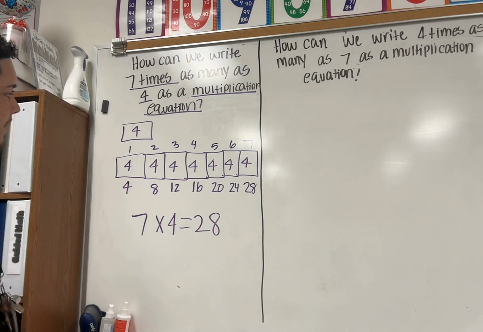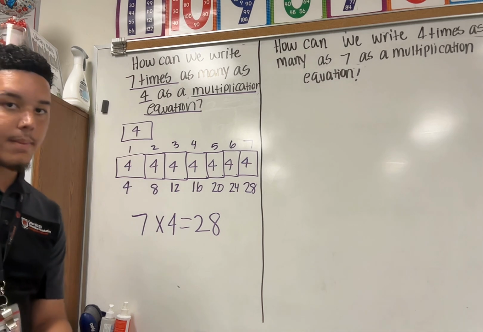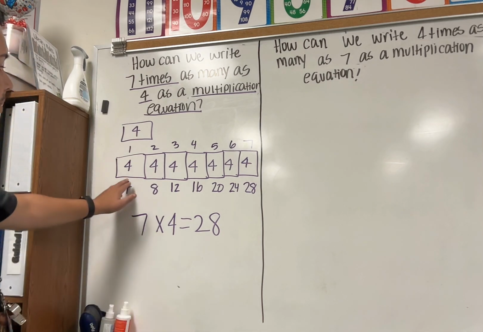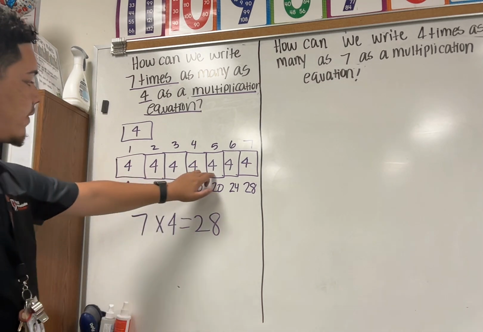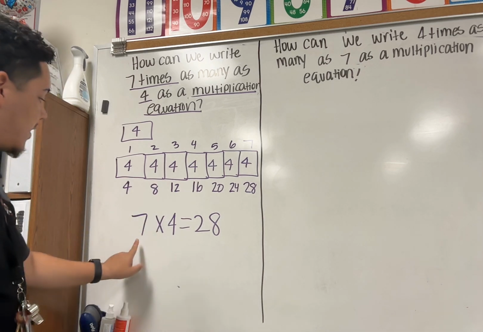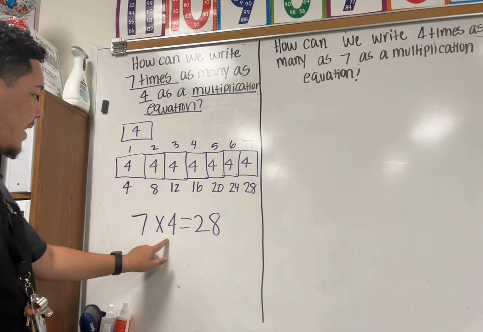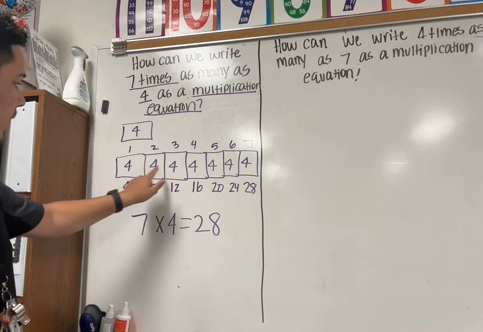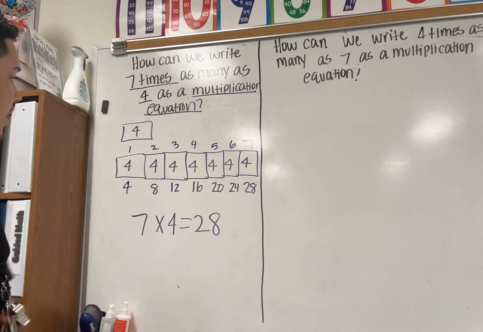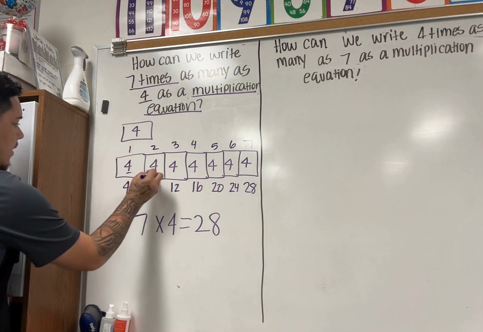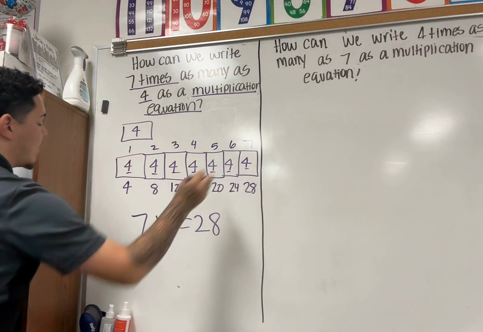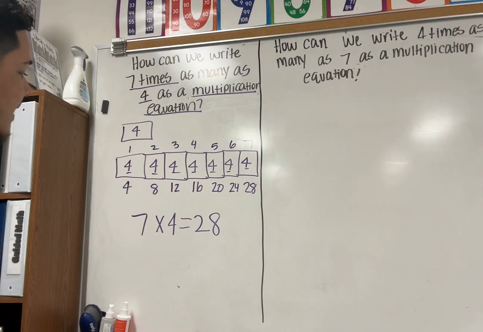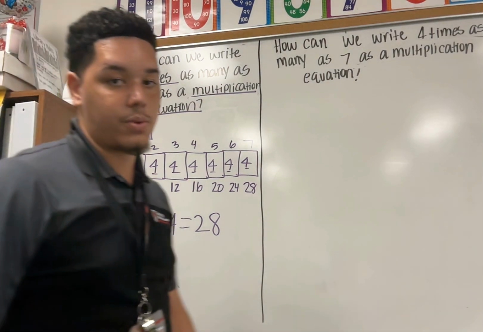Why is it 7 times 4 and not 4 times 7? Let me tell you why. How many groups do I have? 4, 5, 6, 7. I have 7 groups. So this is actually 7 groups of what? 4. 1, 2, 3, 4. You can see 4 is written inside each of our groups. So in this case, we would see that 7 times 4 is actually 28.